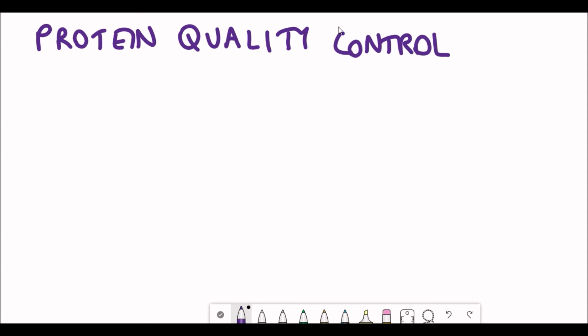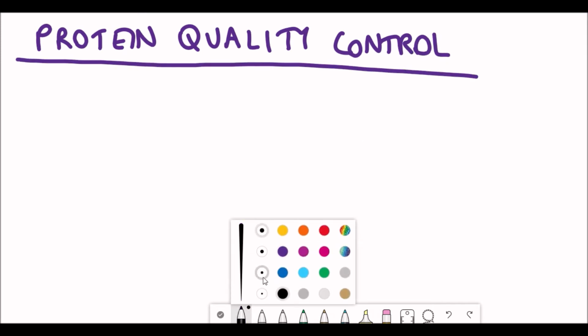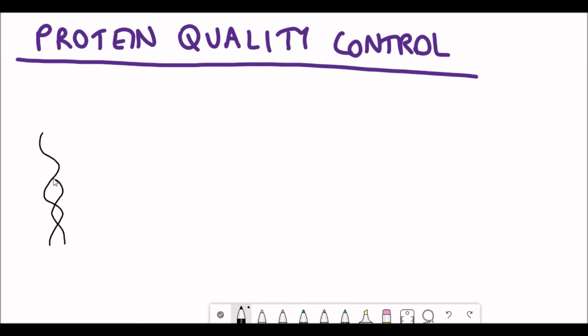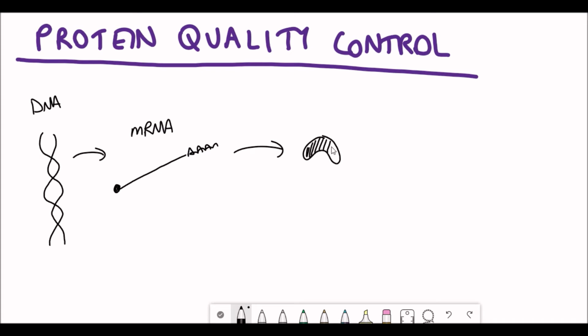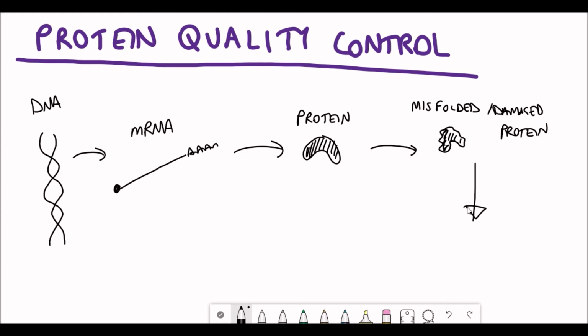All eukaryotic cells are equipped with protein quality control systems. We know that proteins are encoded in mRNA that's encoded in DNA as different genes. Over time these proteins become misfolded, they can get damaged, and obviously that's bad for a cell. So these proteins get degraded by the 26S proteasome. Well, there are other systems as well.